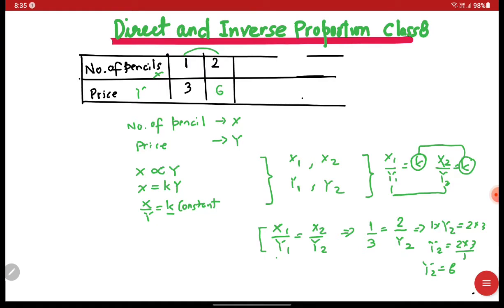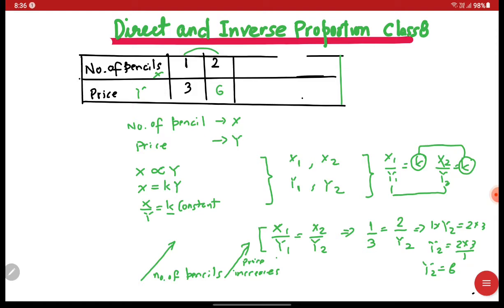Now here you saw that when you increase the number of pencils, the price also increased. By increasing the number of pencils, what happened? The price also increased. So that is called direct proportion. When on one side you increase, the other also increases. Now whether it is a direct proportion or not, that is again a question to be worked on.